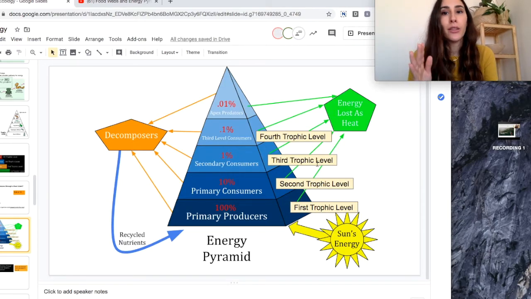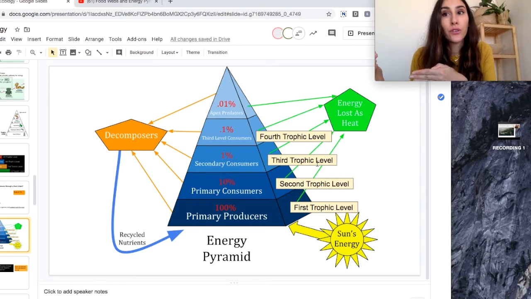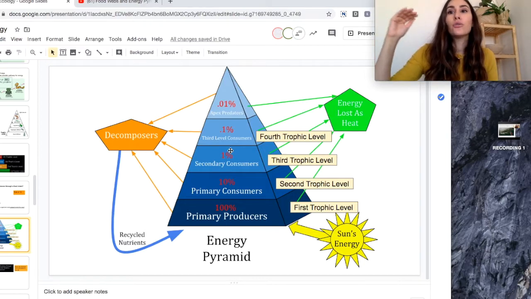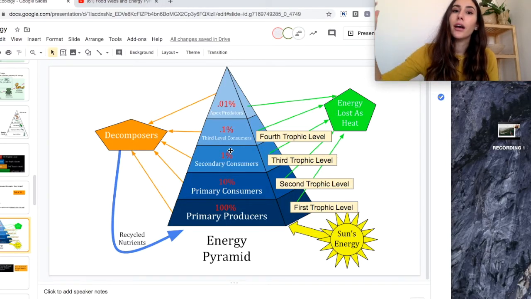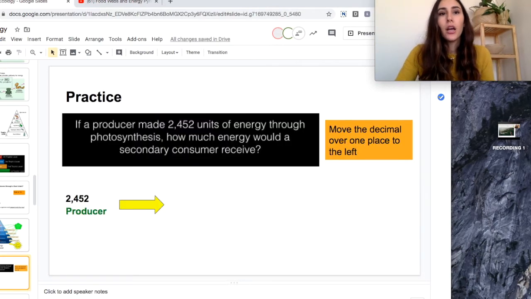Don't get confused by those. Just because the consumer is a secondary consumer, it doesn't mean they're in the second trophic level. Please be mindful of that because that can get a bit confusing. So you always begin with the producers. The producers are always going to be the first trophic level. Use that as your baseline so that you can calculate the rest moving on from there. All right, so going back to this, it says that the producer has 2,452 kilojoules of energy, or units of energy.